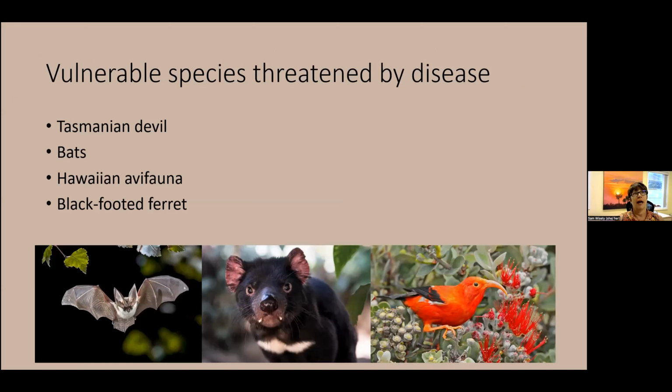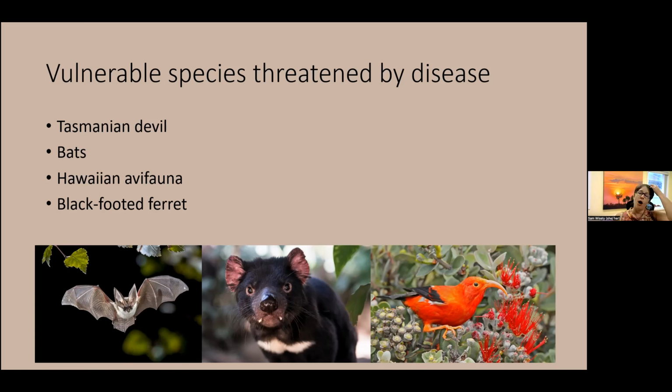So as Maud suggested, disease can be sort of the death knell to many endangered species. It may not be the reason why they became endangered, but when endangered species become critically small, any perturbance to that population can cause extinction. And so we worry about disease in things like Tasmanian devils with the infectious facial tumors, or certain bat species and white nose syndrome, or Hawaiian avifauna and avian malaria. And for black-footed ferrets, we worry about plague because it's really hindering recovery.